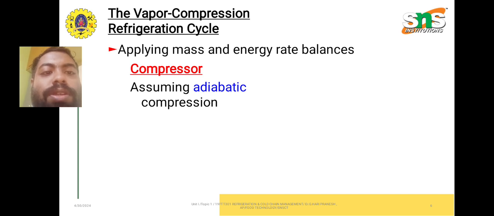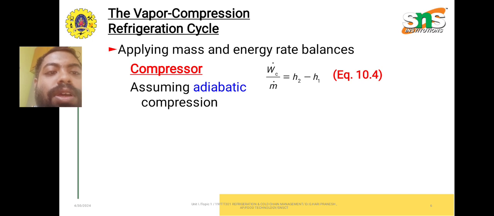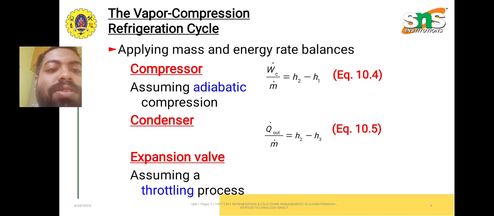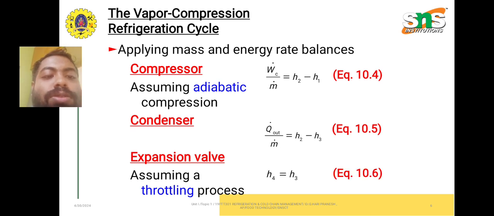Then about the compressor. By applying mass and energy rate balances to the compressor, we can assume adiabatic compression, which gives Wc/m = h2 - h1. Then in the condenser, Q_out/m = h2 - h3. And for the expansion valve, assuming it's a throttling process, h3 = h4.